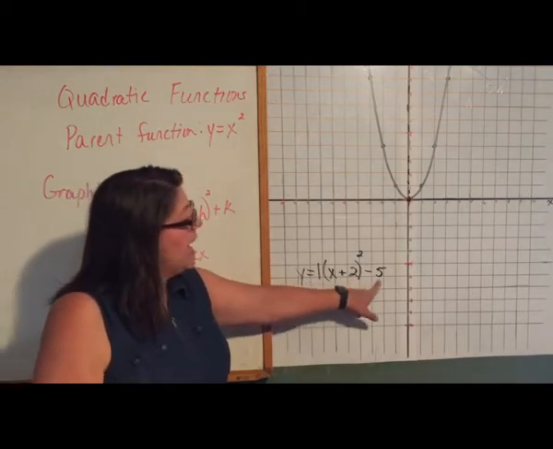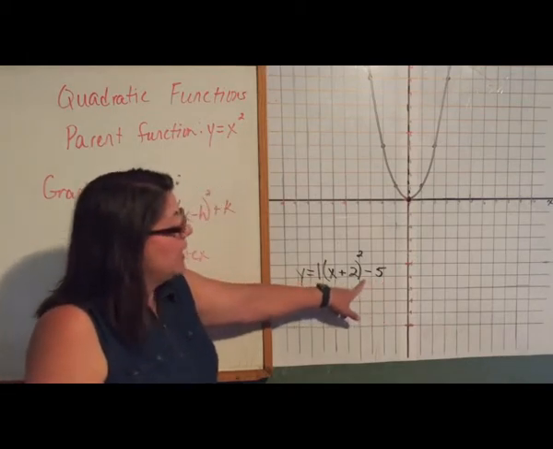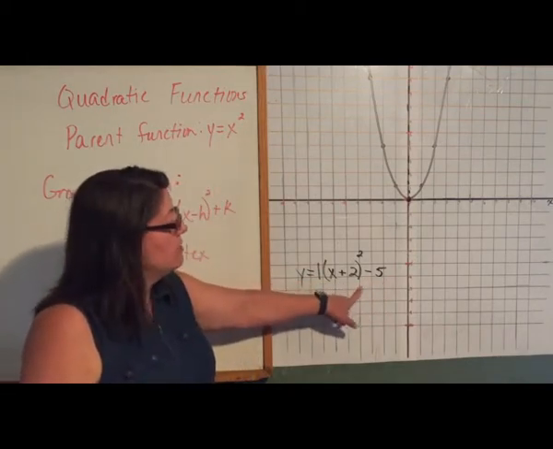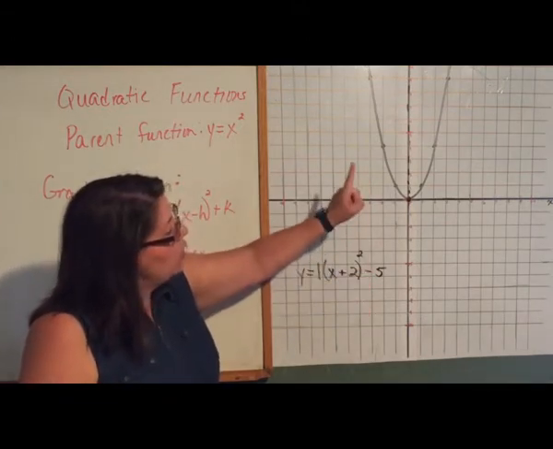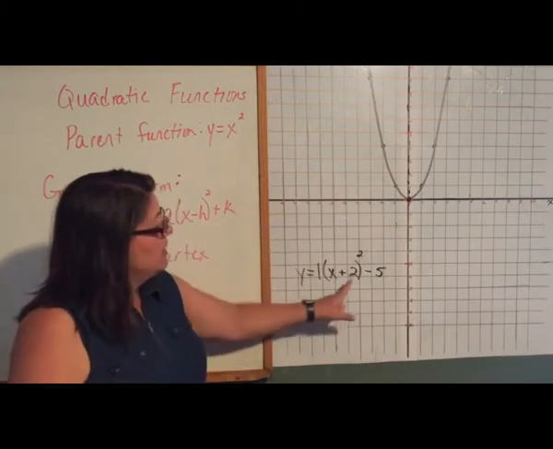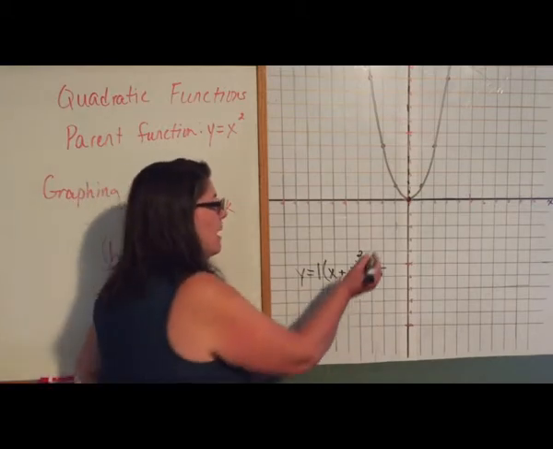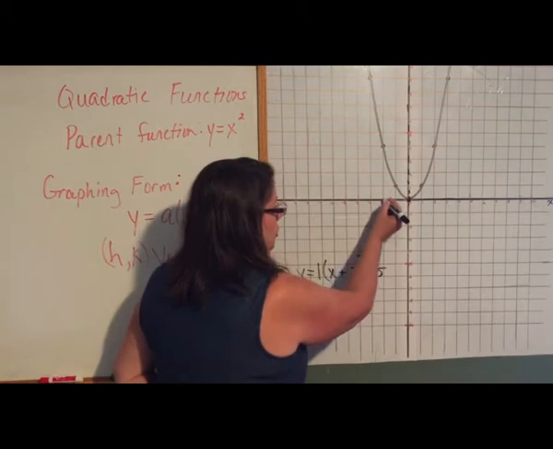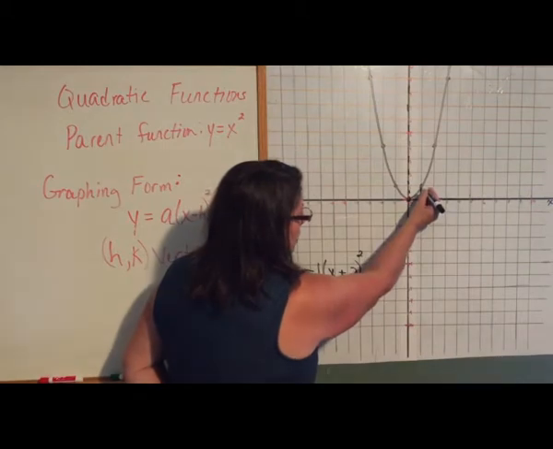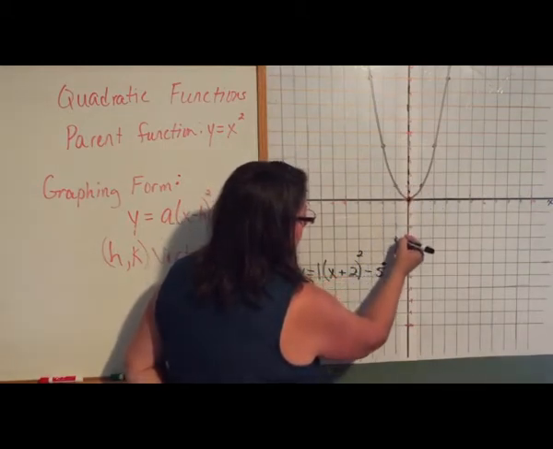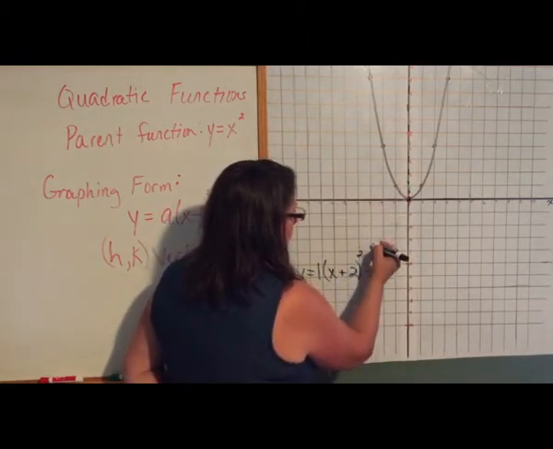And then we said the number on the outside is telling us whether to move up or down. And this is a minus 5, and the direction of our movement is going to be the same as what you would think. So a minus would tell us to go down. So every point on my parent function for this graph is going to go left 2, down 5. So my vertex will go left 2, down 5. This point will go left 2, down 5. This point will go left 2, down 5.